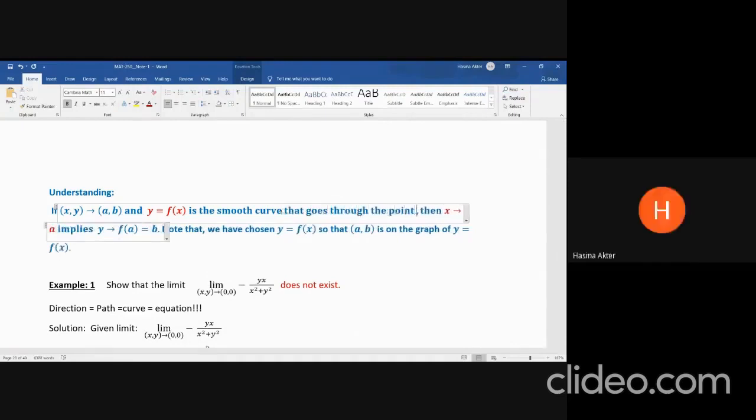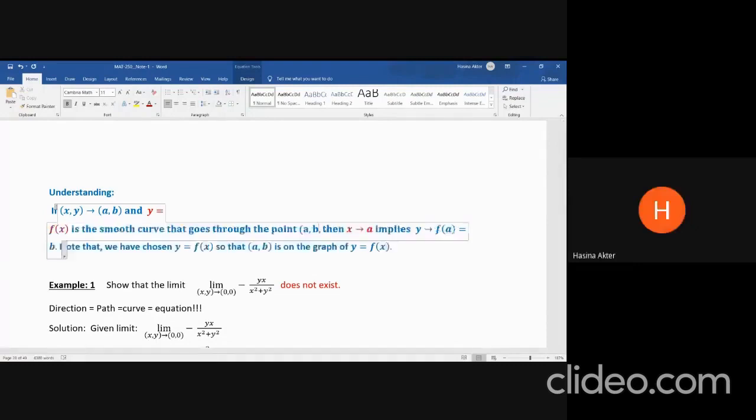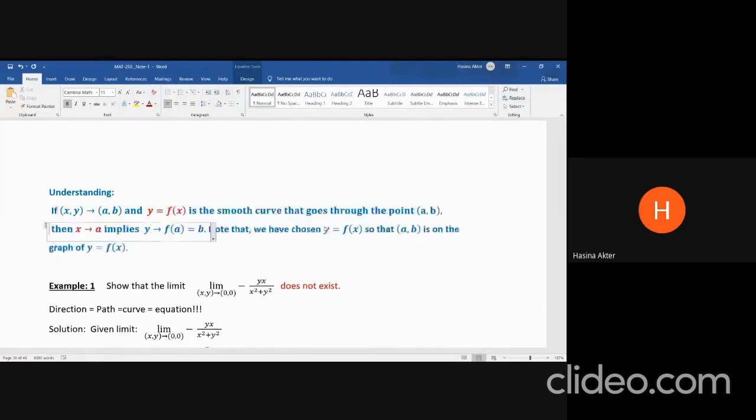That goes through the point AB. Where am I? Then, now even clear, right? Even more clear. This function, this is a smooth curve that goes through the point AB.